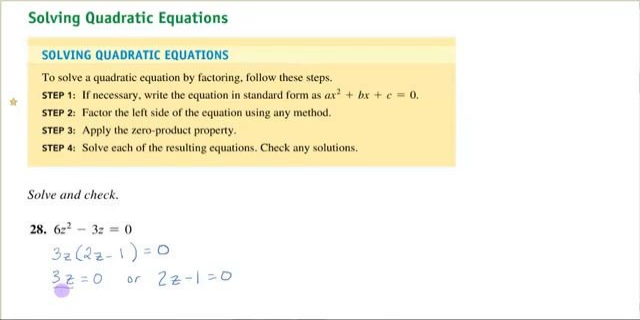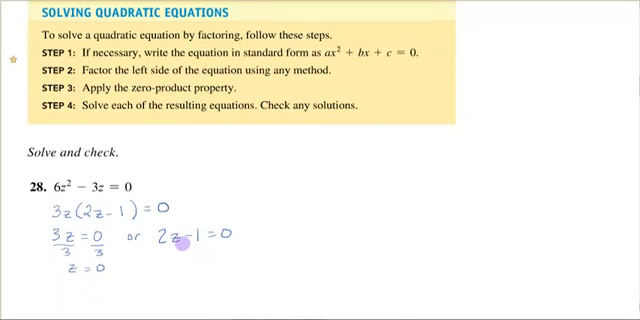So here I'm going to divide by 3, and I get z equals 0. And over here, I need to first add 1 to both sides to get the term that has a variable in it by itself. And to completely get that variable by itself, I'm going to divide by 2. So z equals 1/2. Now we're going to check. The directions say check, and it's always a good idea to check our solutions and make sure that we haven't made a mistake. So we're going to check each of them separately.